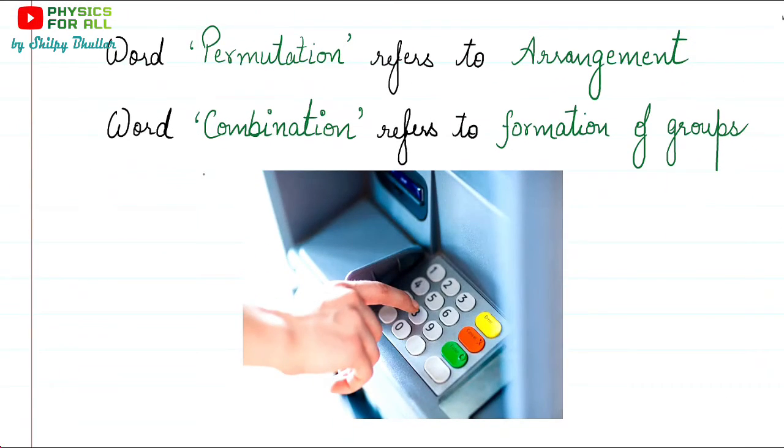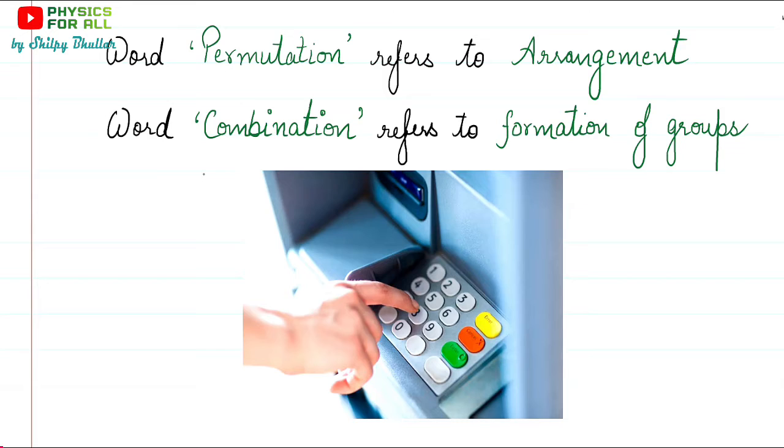The word permutation refers to arrangement, how we are arranging numbers or objects, whereas combination means formation of groups. Combination has nothing to do with arrangement or order, but permutation takes huge care of the order in which we are arranging the objects or numbers or anything.